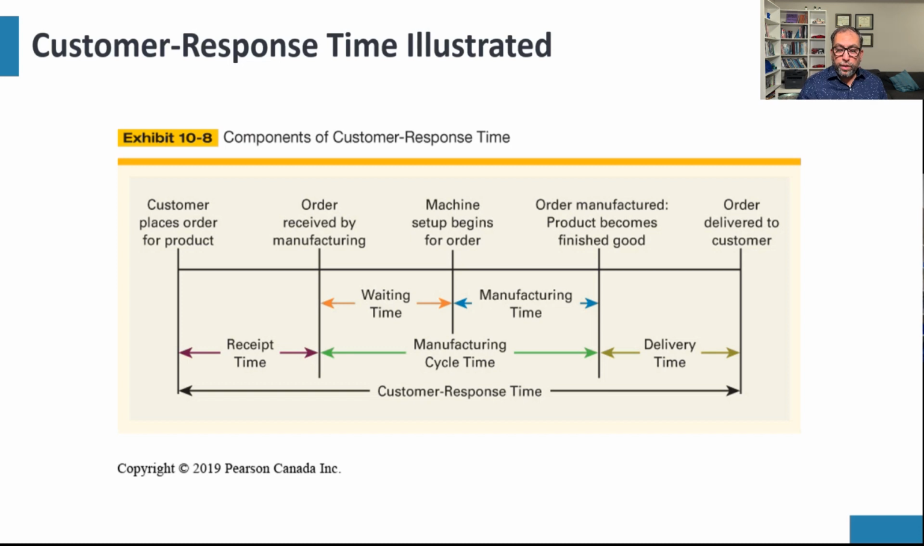So that's what we call wait time, how much they have to wait till the start of the machine setup begins for the order, and then we have to produce. Orders are manufactured, produce becomes finished goods.